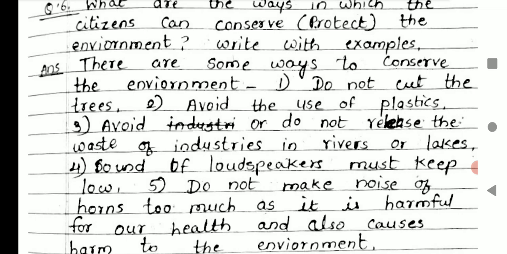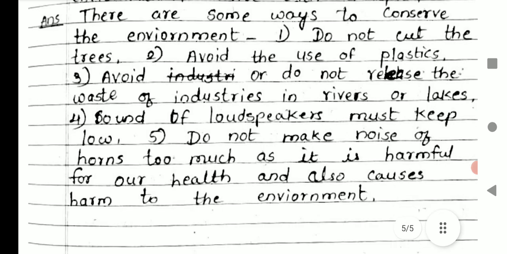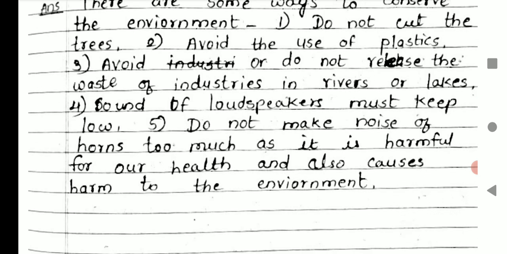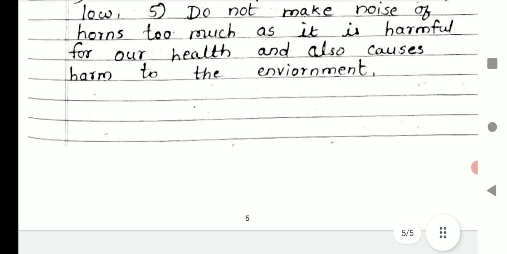Do not make noise of horns too much as it is harmful for our health and also causes harm to the environment. So yes, अब आपके question answers थे.